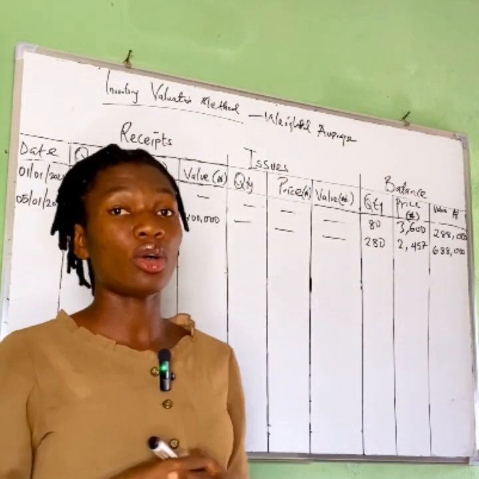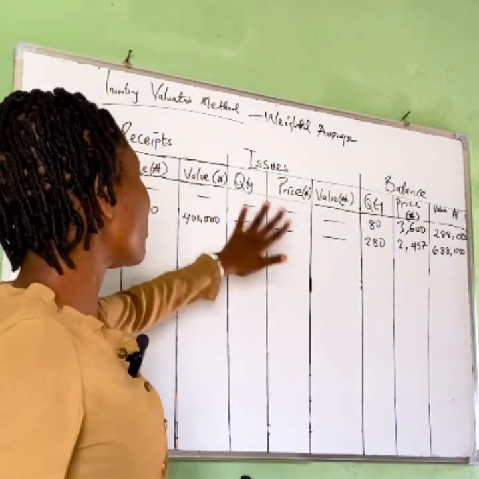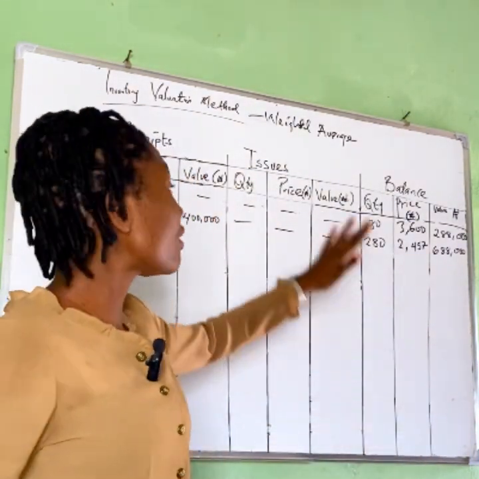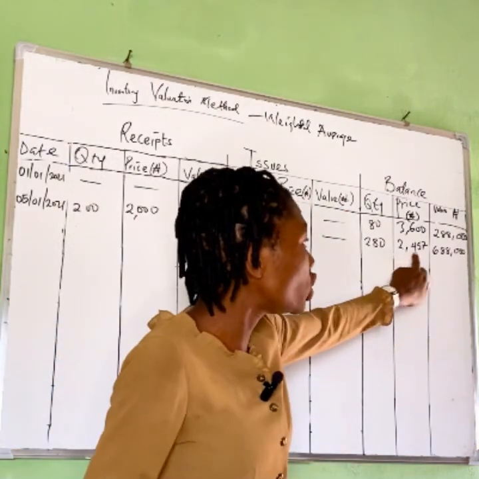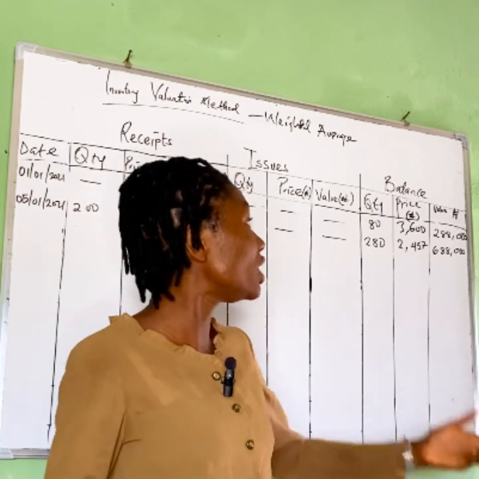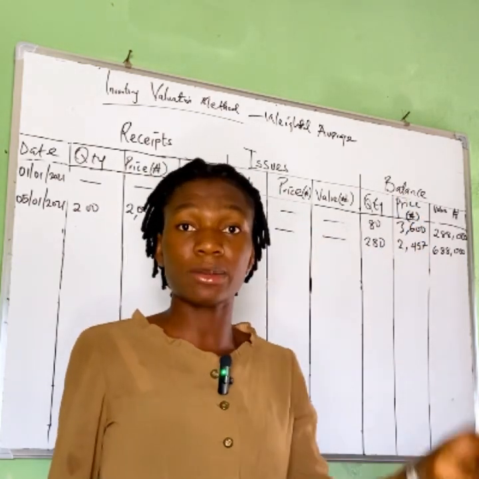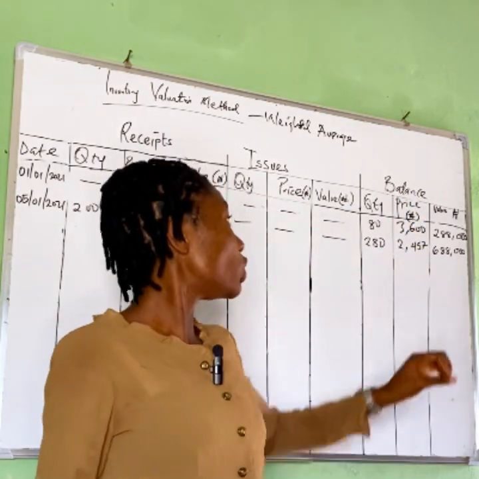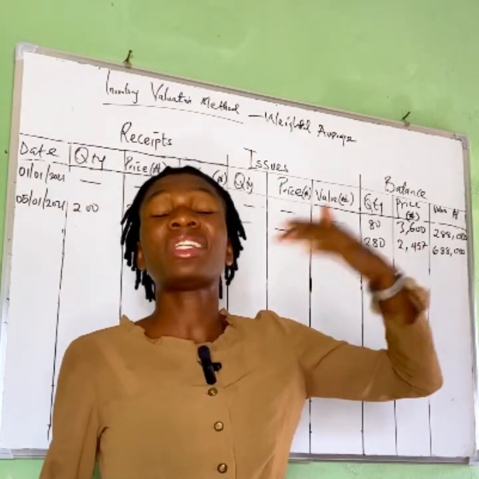2,457 naira. All right, now it means if there is any issue, at this point, we'll keep issuing at this price until there is another receipt. All right, we only revalue price when there is a receipt, not when there is an issue. We use this price to keep issuing until we have another price.